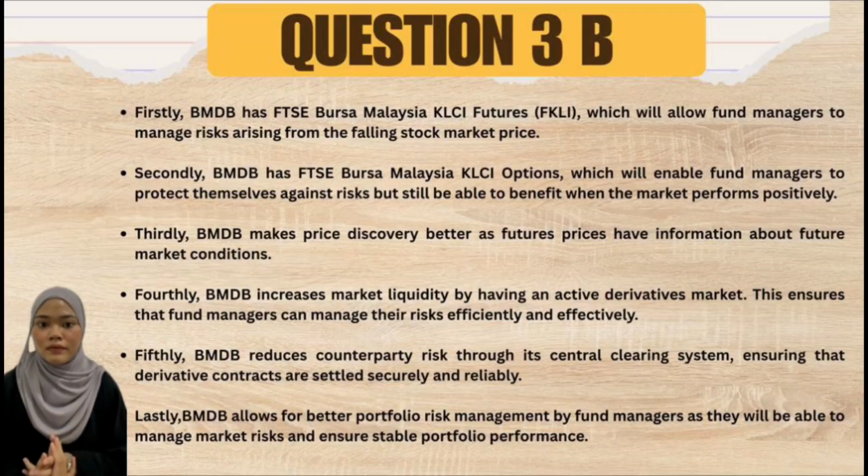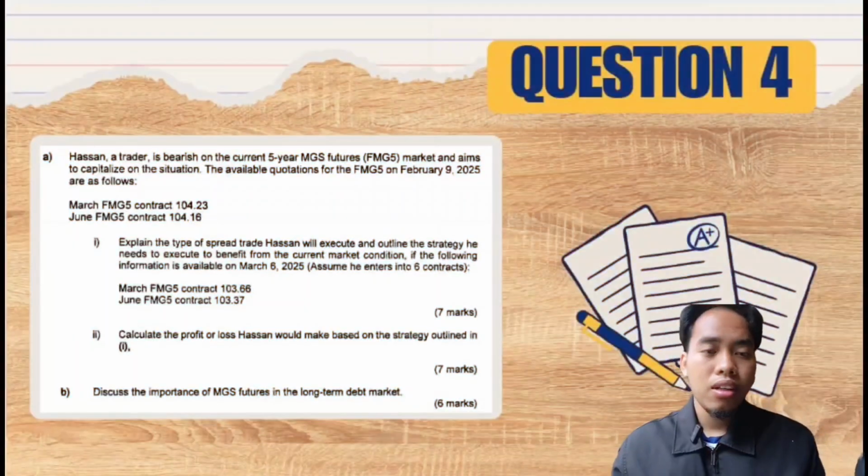Thirdly, it improves price discovery by reflecting market expectations. Fourthly, it enhances market liquidity, allowing efficient trading with lower transaction costs. Next, it reduces counterparty risk through its central clearing system. And the last one is that these derivative products help fund managers manage portfolio risk and achieve more stable investment performance.